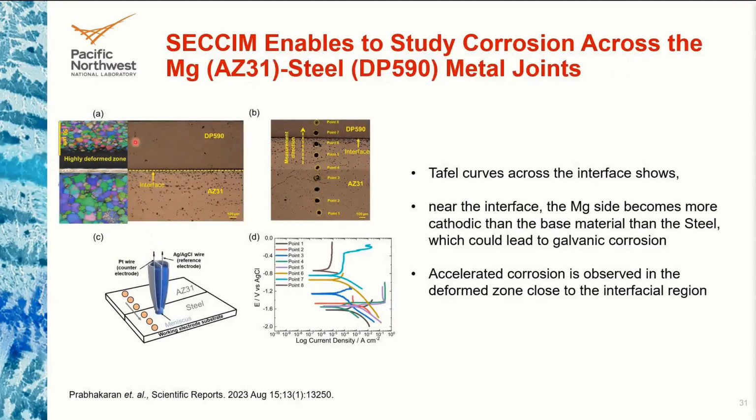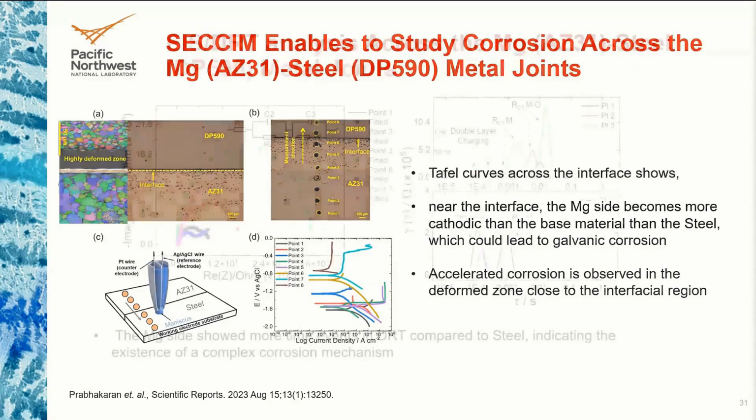Then once we established this on a single magnesium single crystal, we applied this technique to raster across two different metals, like a magnesium and steel metal joint, as shown in this figure. So you go from one side of a joint to the other side to look at how the local variations affect the different TAFEL and EIS behavior.